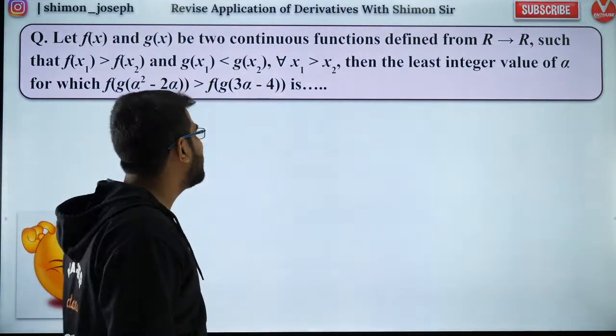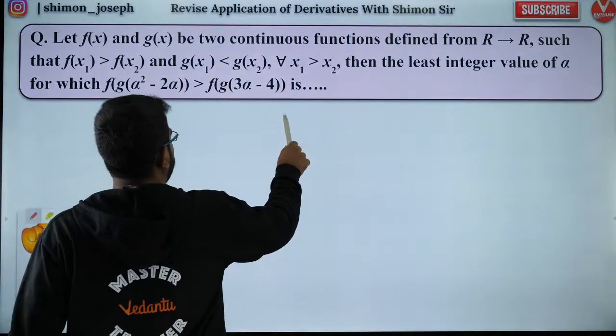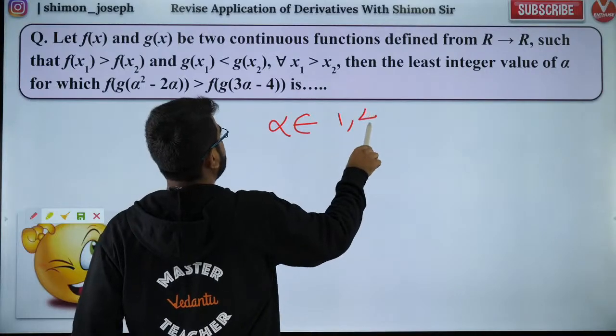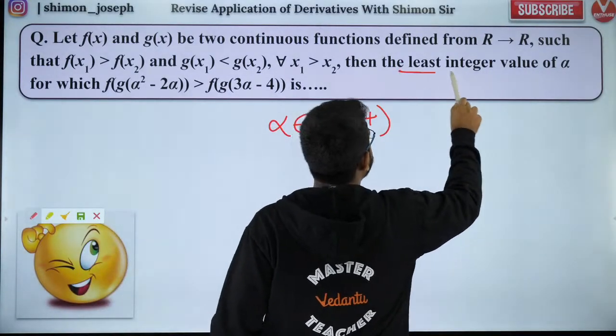Why 2? Because alpha belonged to 1 to 4, Badri. It belonged to 1 to 4 and they asked for the least integer value.